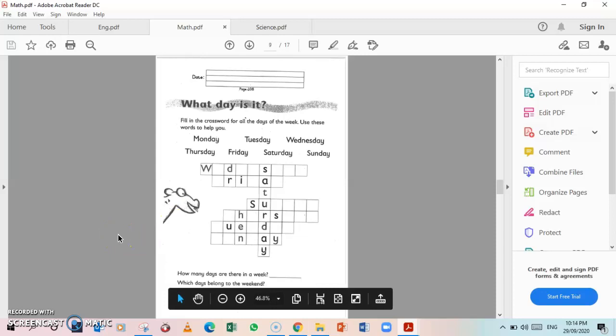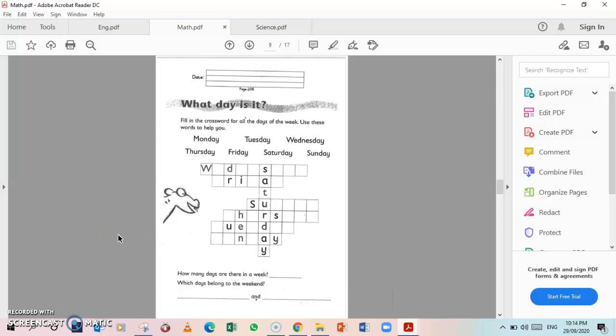Then we move on. What day is it? We've got some fun activity for you. It's a crossword puzzle. Here, once the spelling for the days of the week has been given to you, you just need to figure out which days fit in where. Okay. There are some hints, some letters have been written in for you. You just need to figure out what day of the week it is.